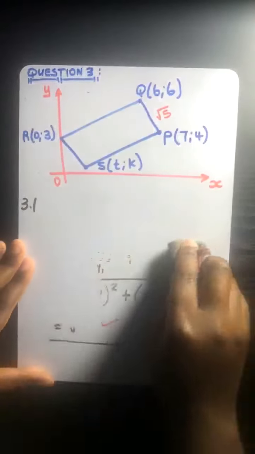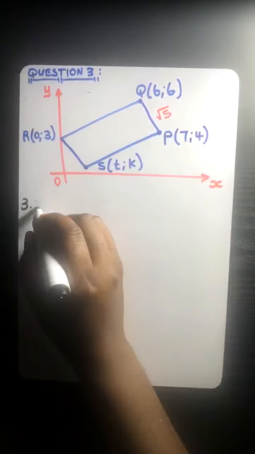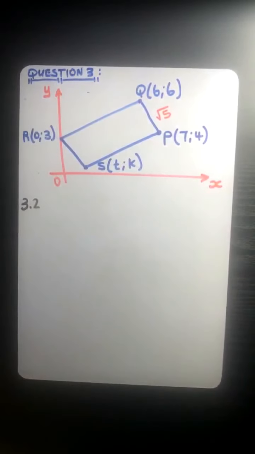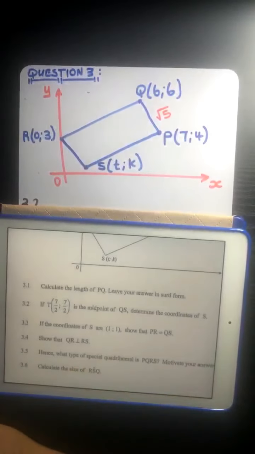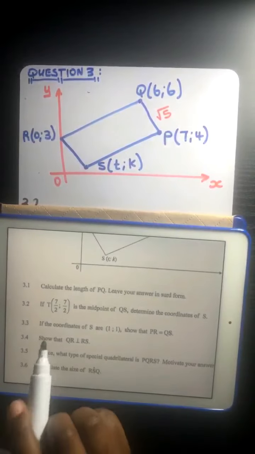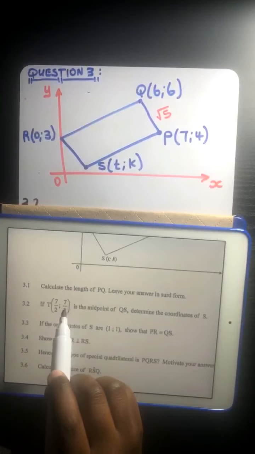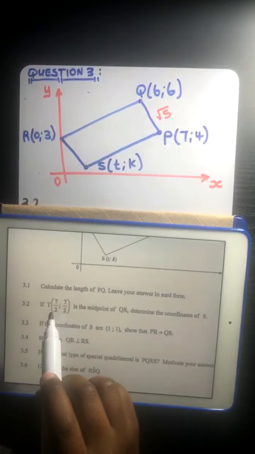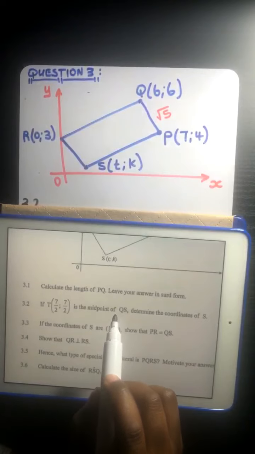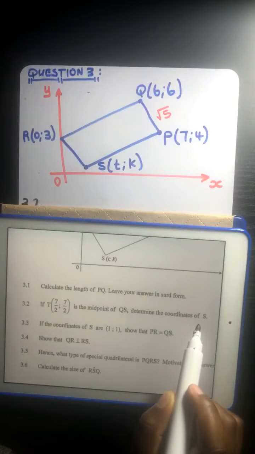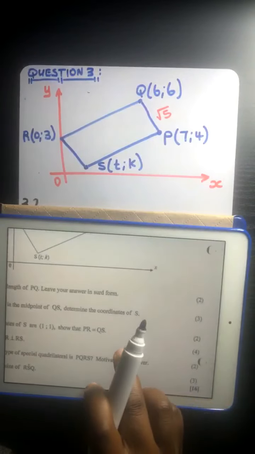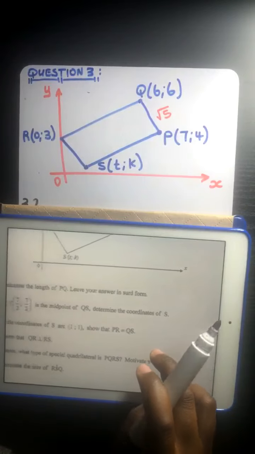So now, let's move on to the next question, being 3.2. Let's see what exactly they are saying there. They say, if T has the coordinates of 7 over 2 and 7 over 2, if T is the midpoint of QS, determine the coordinates of S. This question is allocated 3 marks, ladies and gentlemen.